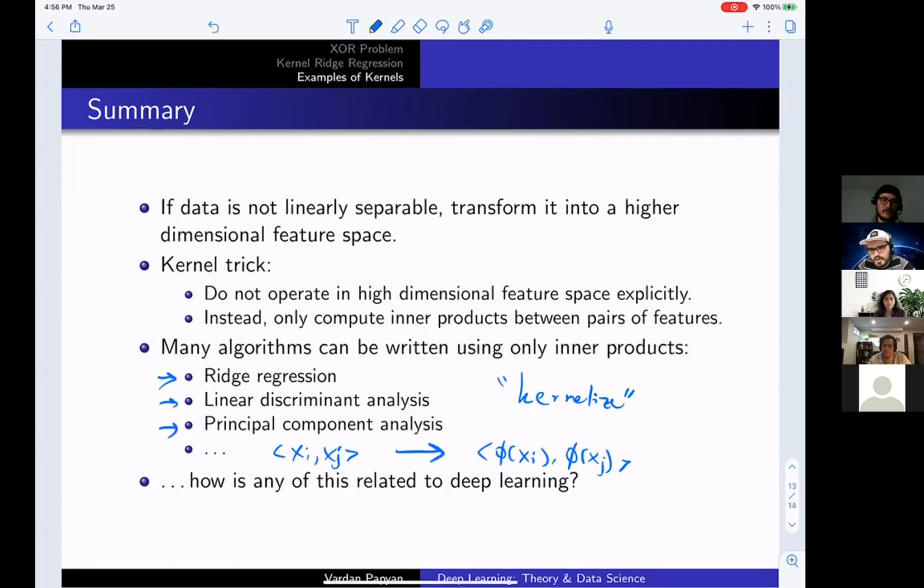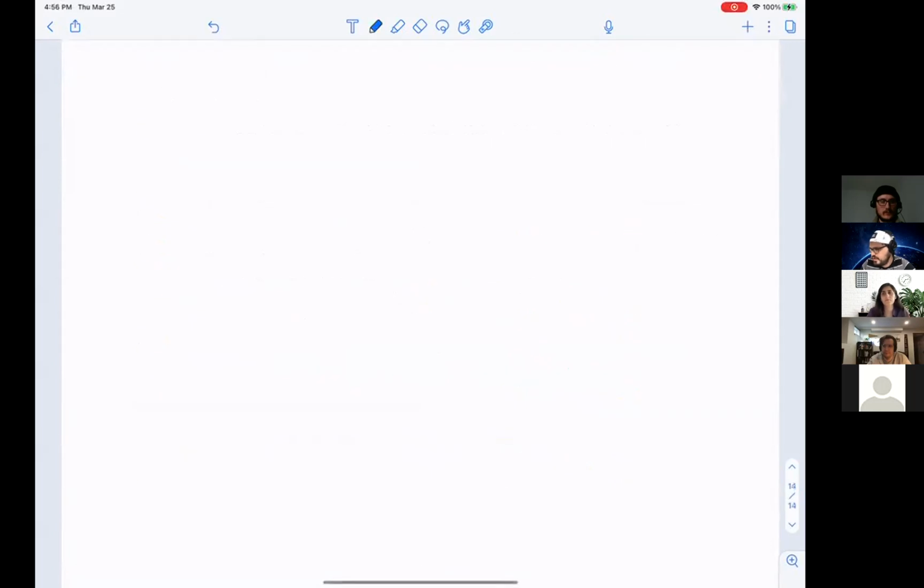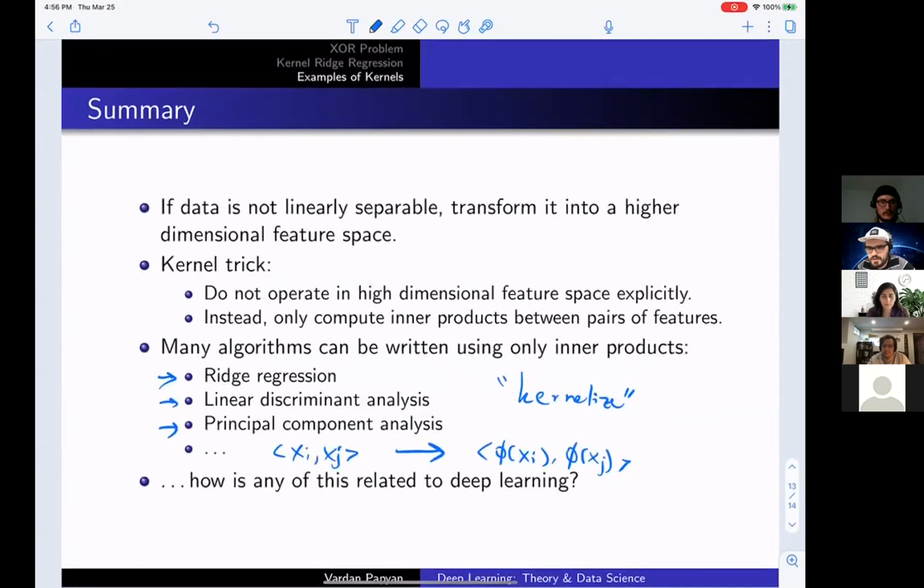So the natural question is, how is any of this related to deep learning? And that will be answered probably in the next lecture. So it seems like we're out of time, but I do have one more slide. I do not have more slides. So we're out of time and I'll stay for questions. Thank you for joining. And that's it.